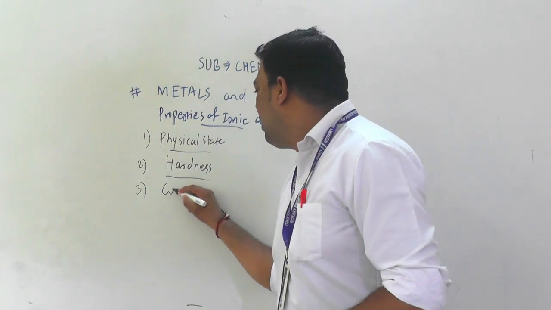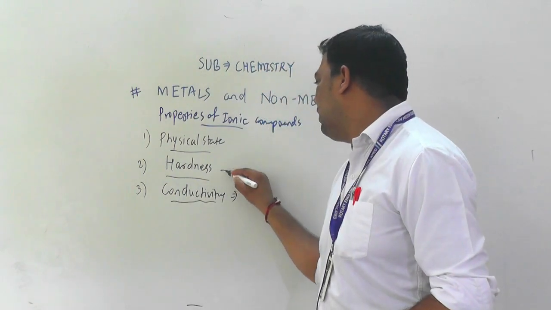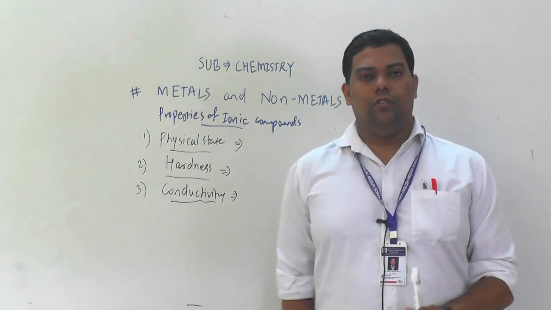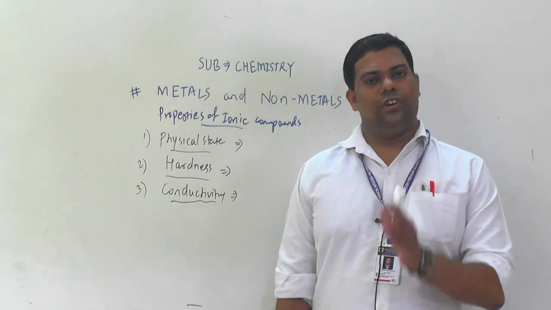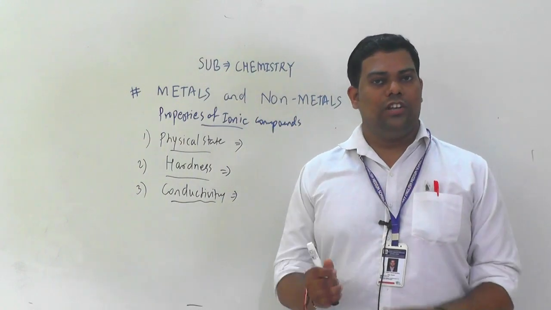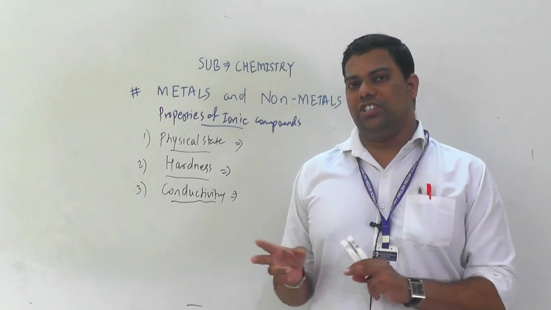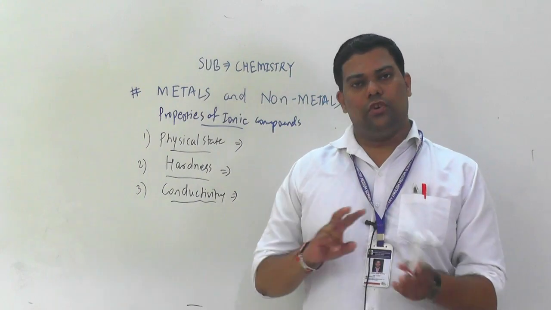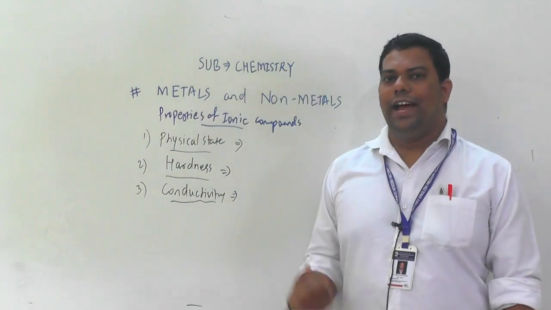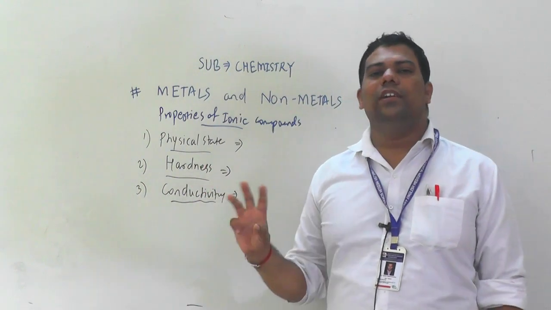Now we will discuss the third property, which is conductivity. Ionic compounds conduct electricity in aqueous solution, not in the molten state. Keep in mind that molten state and aqueous solution are two different things. Aqueous solution means they are dissolved in water, and molten means absence of water.